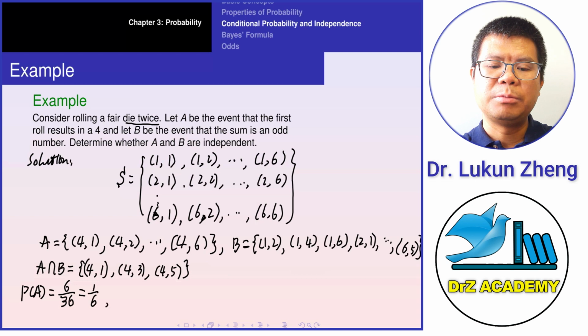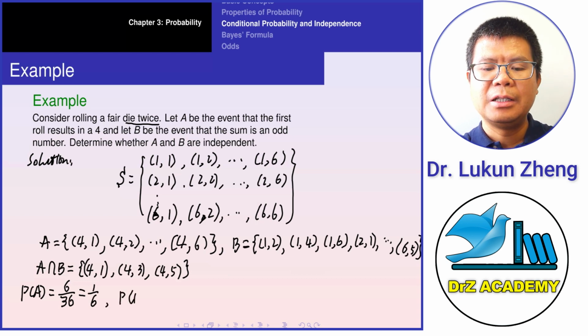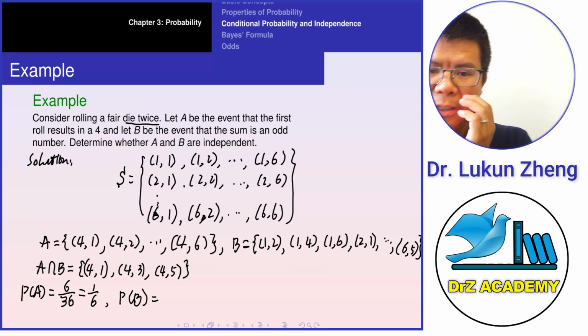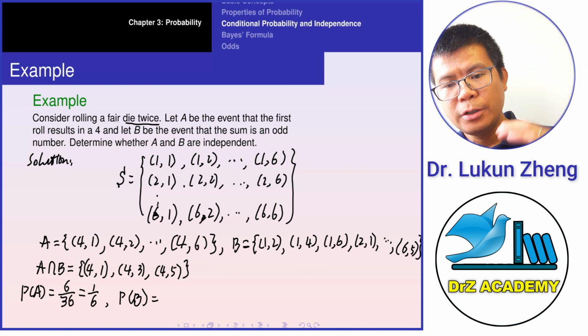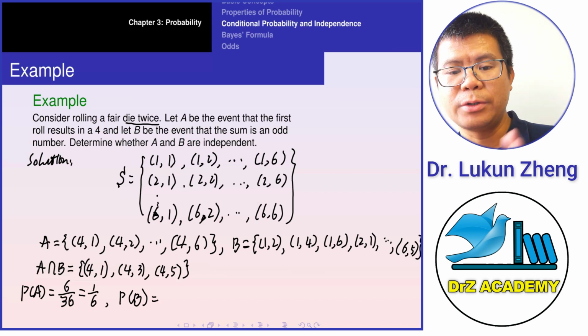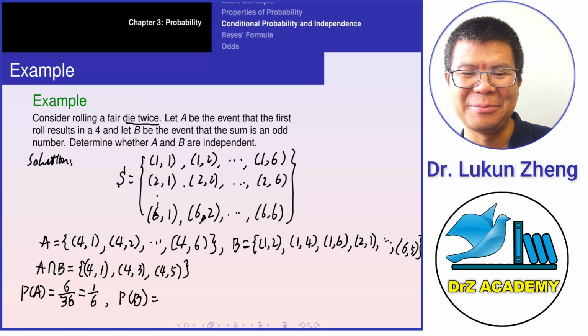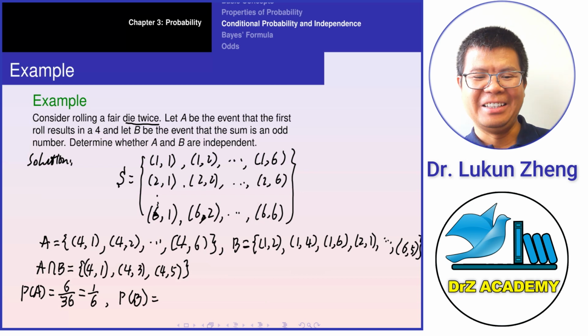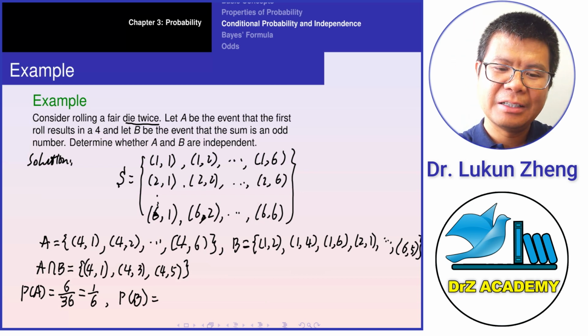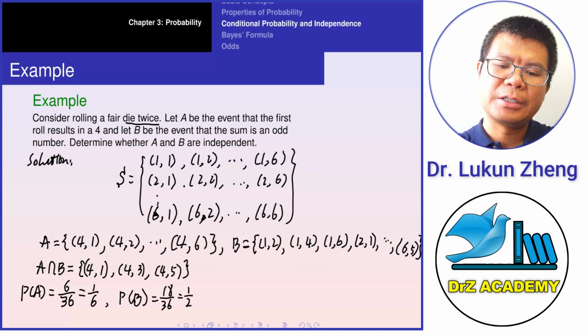Similarly, you have P of B. Now you need to know how many outcomes are in B. There are 3 in each row: 1,2, 1,4, 1,6, 2,1, 2,3, 2,5, 3,2, 3,4, 3,6. So 3 in each row, 3 times 6 is 18. So that's 18 out of 36, which is basically 1/2.